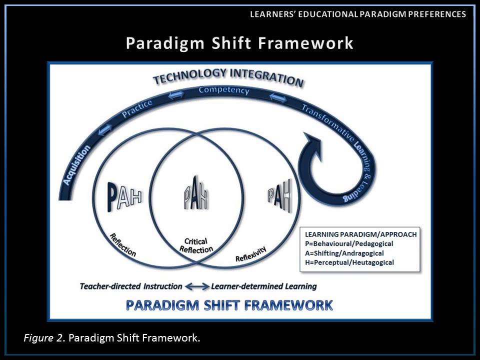Looking at the Venn diagram, the darkest, tallest letter in the PAH acronym is the most dominant approach to learning, while the smallest letter is the least common approach found in that learning environment. Briefly stated, the teacher determines what and how technology, knowledge, skills, and attitudes are acquired and practiced by the learner in a P environment. Assessment reflects the efficiency and effectiveness of the learner's progress.